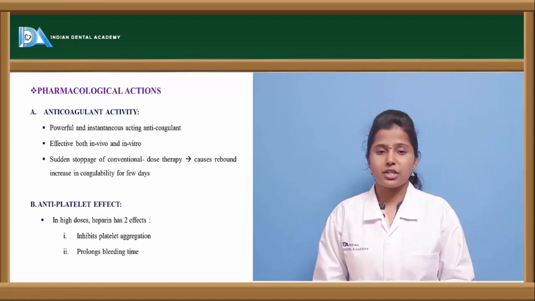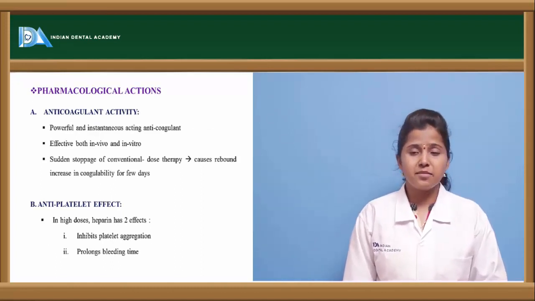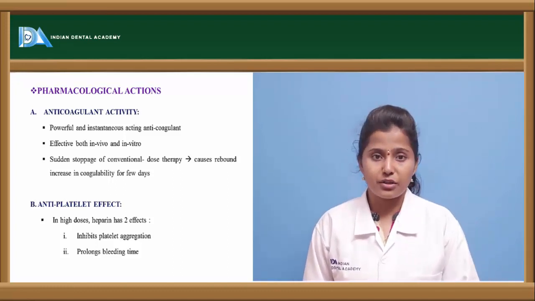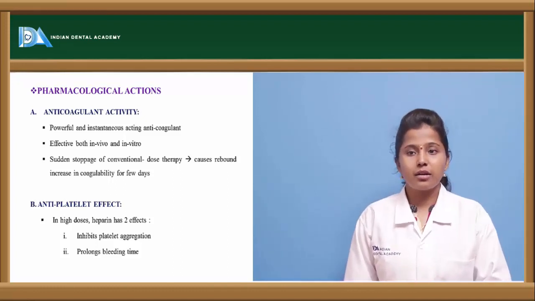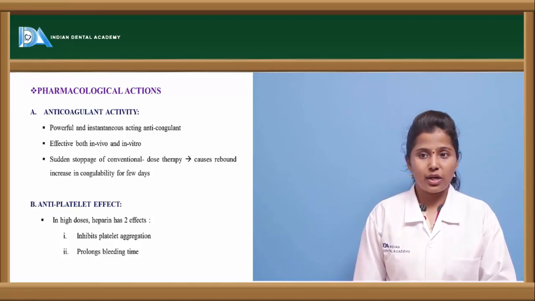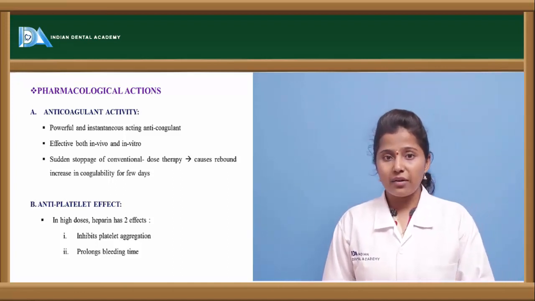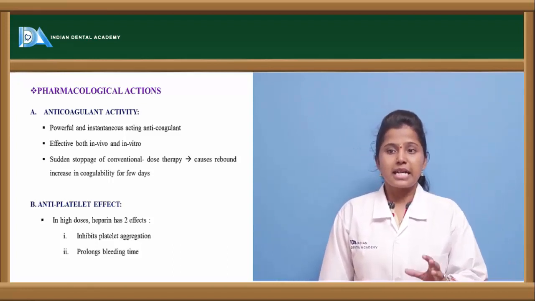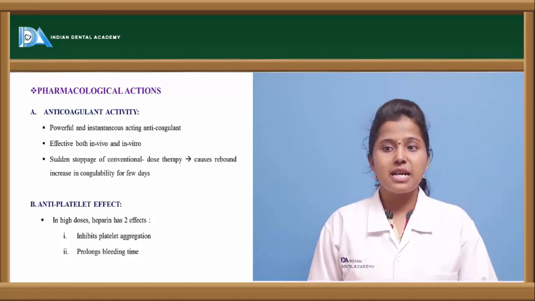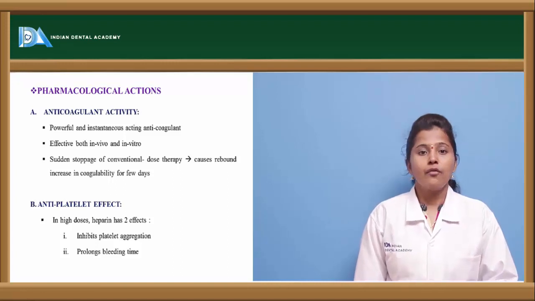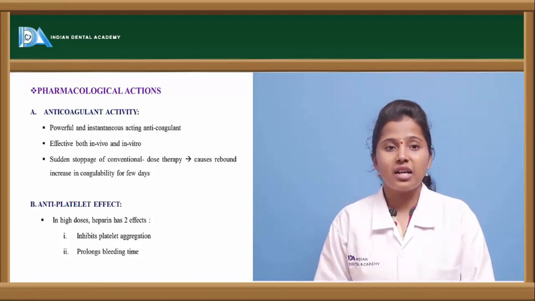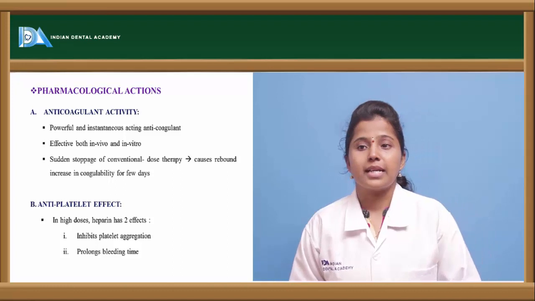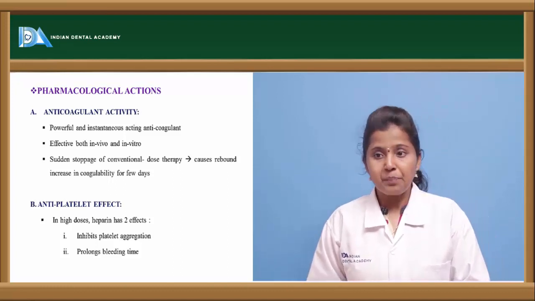Let us see the pharmacological actions. When heparin is given, what are the actions we can observe in the patient? First one is anticoagulant activity. Heparin prevents coagulation, so it acts as an anticoagulant drug. It is a powerful and instantaneous acting anticoagulant, effective both in vivo as well as in vitro. Sudden stoppage of therapy causes a rebound increase in coagulability for a few days. If heparin therapy is stopped suddenly, there will be an increased risk of coagulation. And it also has antiplatelet activity.